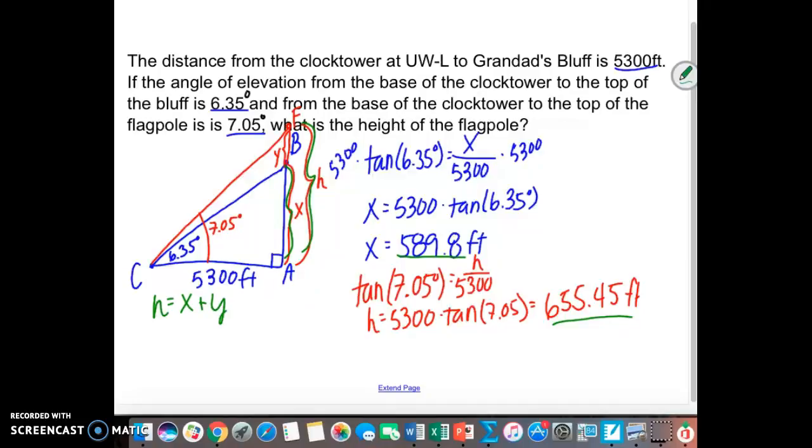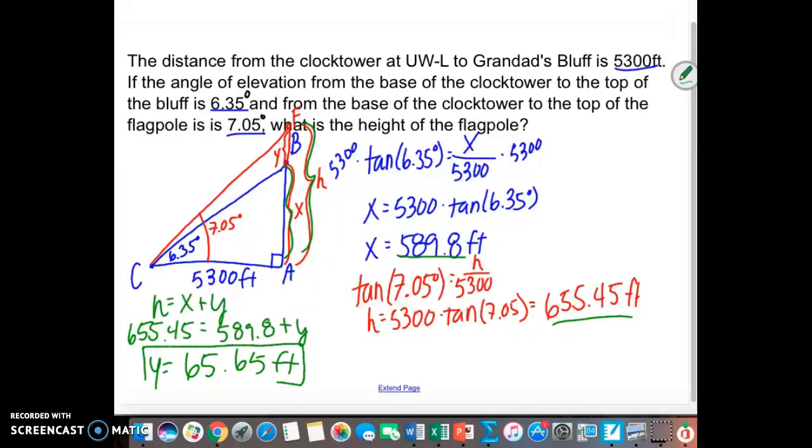So if we know h is 655.45 feet, that's equal to 589.8 feet plus y. We can just subtract the 589.8, and we're left with y equals 65.65 feet. And whether you want to round to 1 or 2 decimal places is totally up to you.